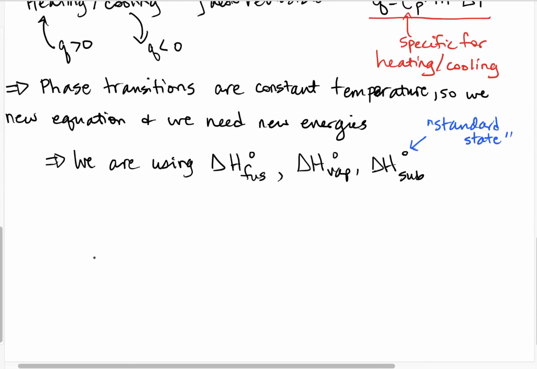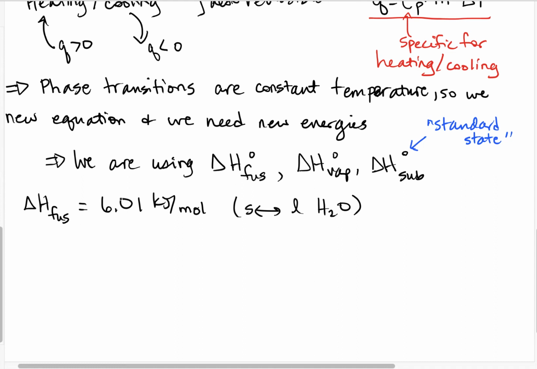Okay, so an enthalpy of fusion might look like something like this. The enthalpy of fusion for water is 6.01 kilojoules per mole. So this is for our transition between solid and liquid water. A question that we might have might be something like this.